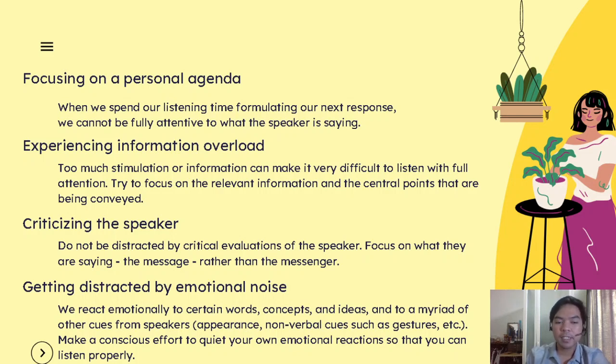Okay. Next is getting distracted by emotional noise. So we react emotionally to certain words, concepts, and ideas, and to myriad of other cues from speakers like appearance, nonverbal cues such as gestures, etc. Make a conscious effort to quiet your own emotional reaction so that you can listen properly. So connected din siya sa criticizing the speaker and getting distracted by emotional noises.